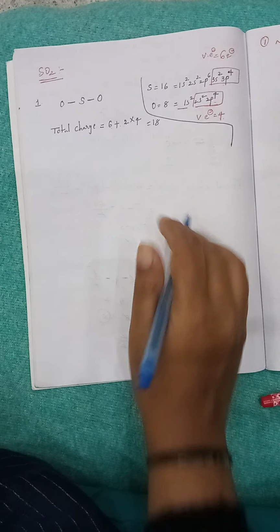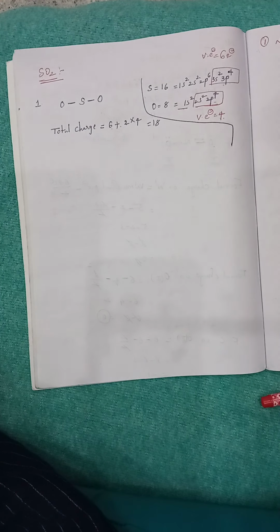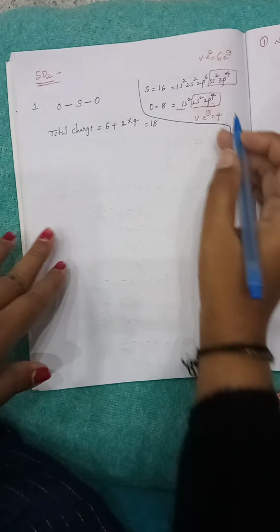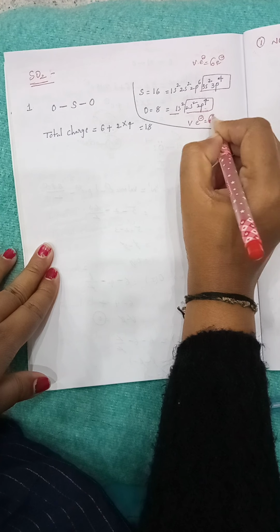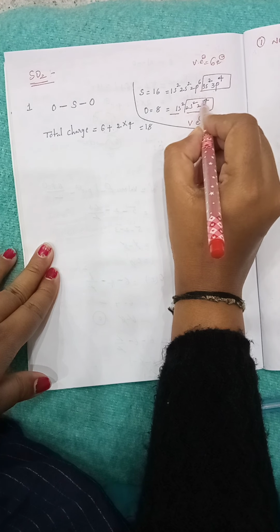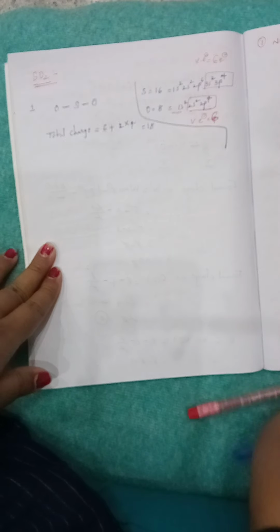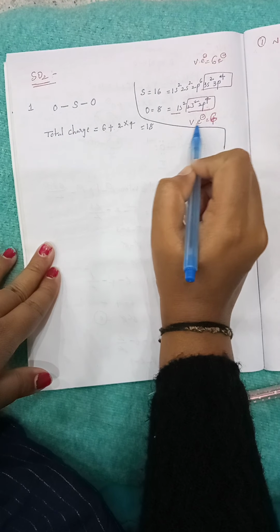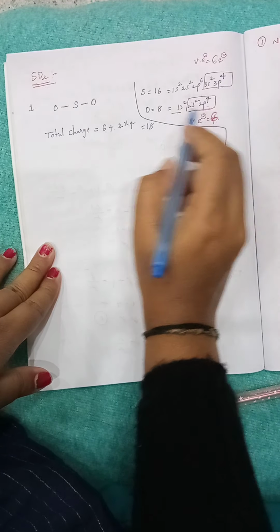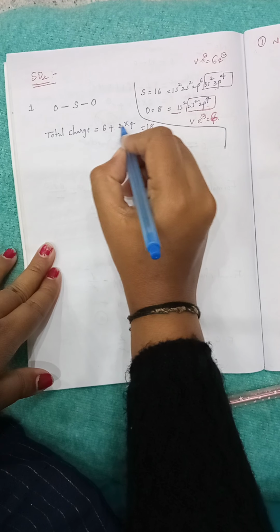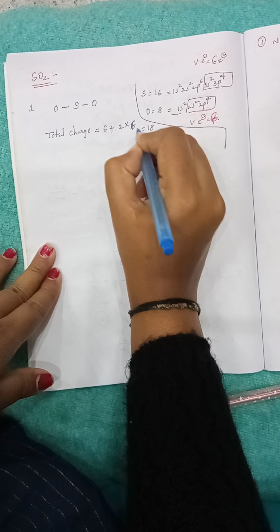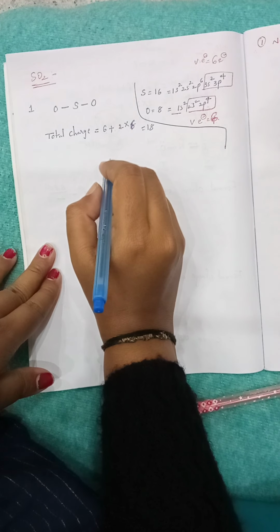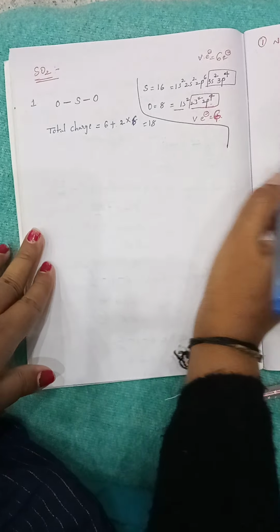Okay, so valence electrons in oxygen are 6, not 4. A small mistake: 4 plus 2, 6. Valence electrons in oxygen are 6. So even here, 2 oxygens are there, 2 into 6, 12. 12 plus 6, 18. Okay, 18 electrons are the total charge.